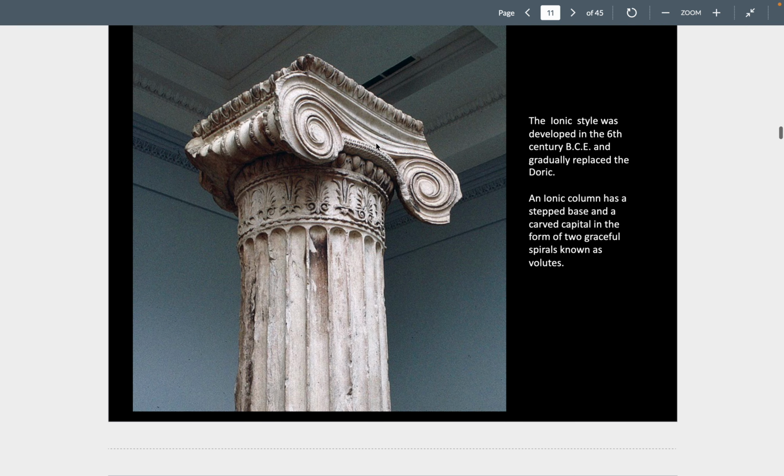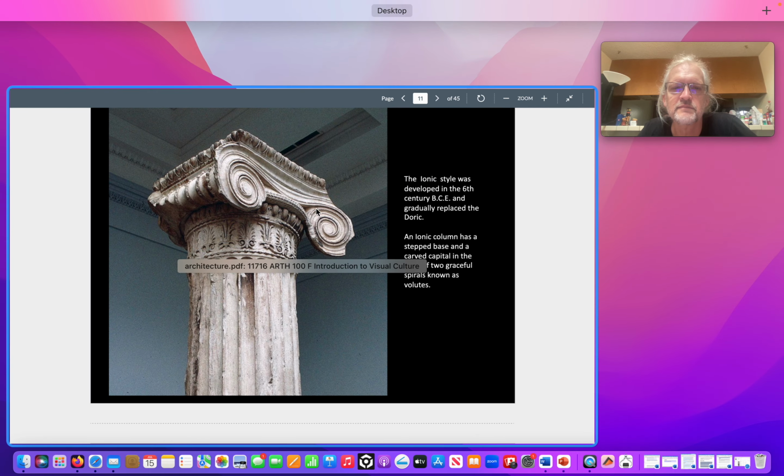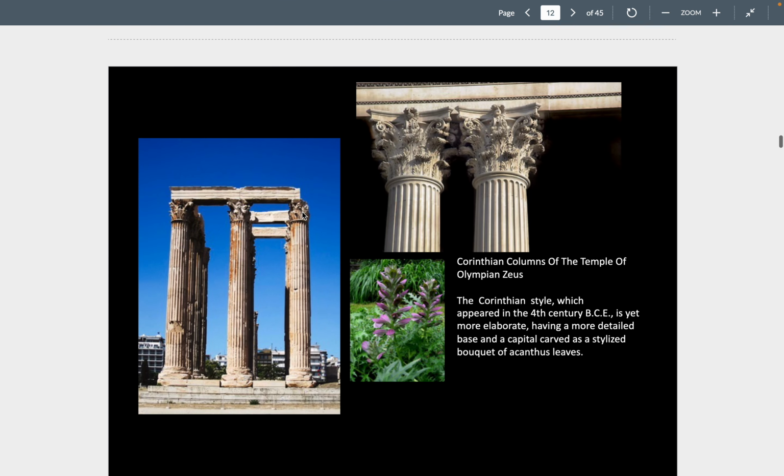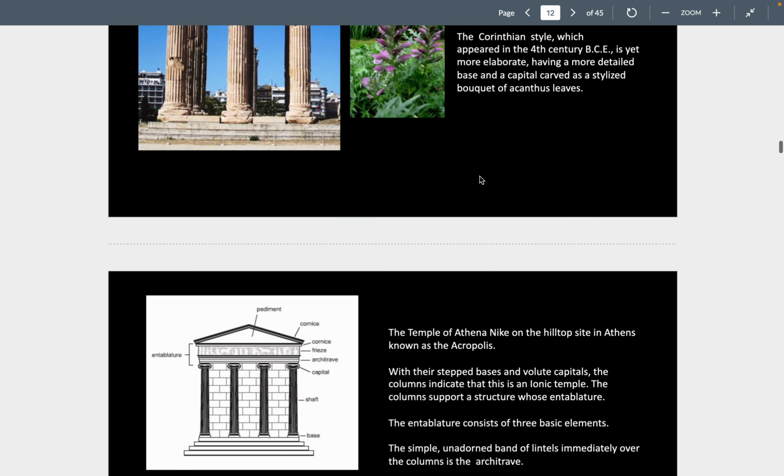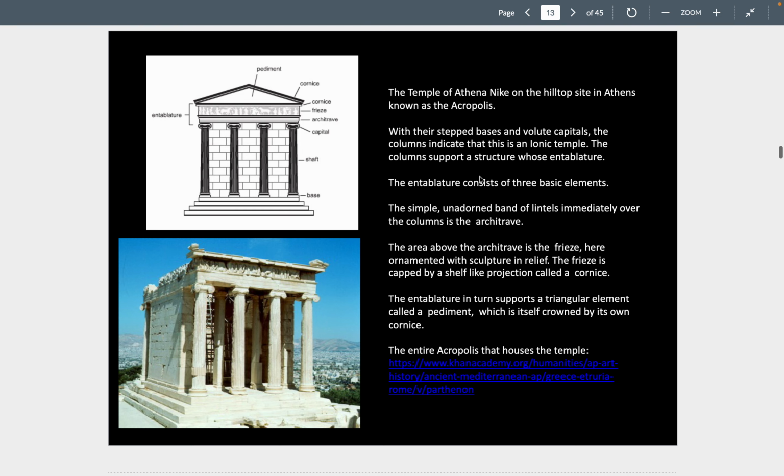Here we have the Ionic style with the ram's heads. You can tell also various bas-relief features that have been put into the capital too, and carved designs. And then we have the Corinthian. And here we see the plant of the acanthus here with the purple leaves, and here you get a close-up of the capital, where again the entablature is pushing down on the leaves, but it is still holding. It is not breaking.